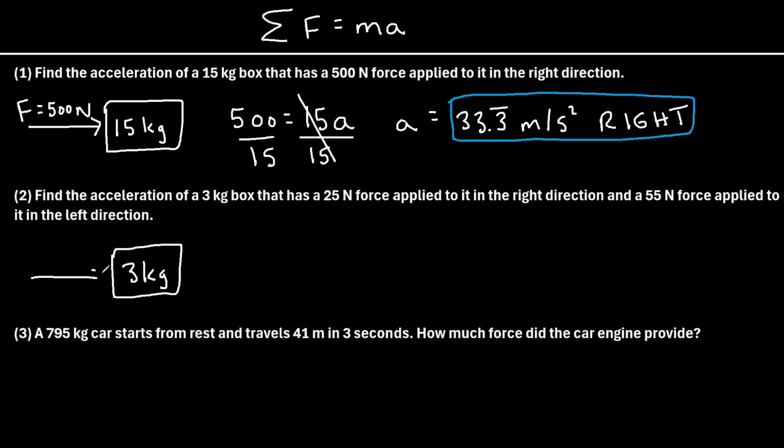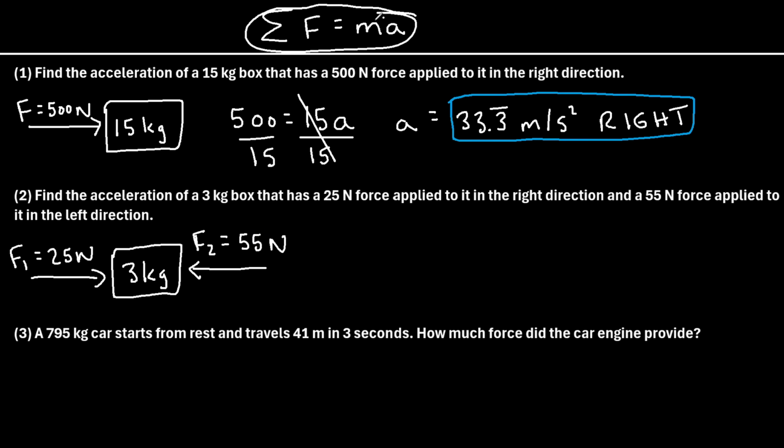So we'll call this force 1. The first force is 25 Newtons. It's pushing it to the right. Our second force is 55 Newtons, and that's pushing it to the left. So let's call that force 2. That's pushing it to the left at 55 Newtons. So once again, we want to find the acceleration. So we're going to use this formula once again.